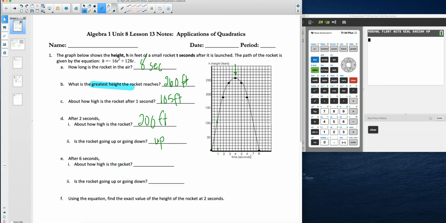Now we're at 6 seconds. About how high is the rocket? So we're over here. I'm going to go up from 6, and it looks like it's about 200 feet. So it's almost like the mirror image of what we just did here. So once again, it's about 200 feet.